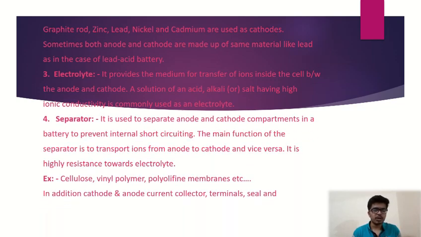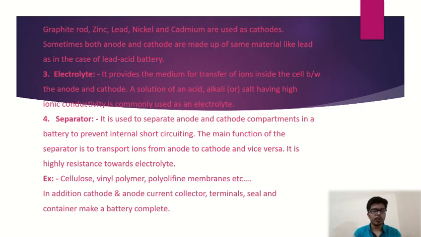Sometimes both anode and cathode are made up of the same material like lead, as in the case of lead acid battery. This statement states that cathode is a positive electrode which undergoes reduction, but in rechargeable batteries it acts as the negative, that is anode, during charging. And it also says that sometimes both anode and cathode can be made up of the same material like lead, as in the case of lead acid battery.